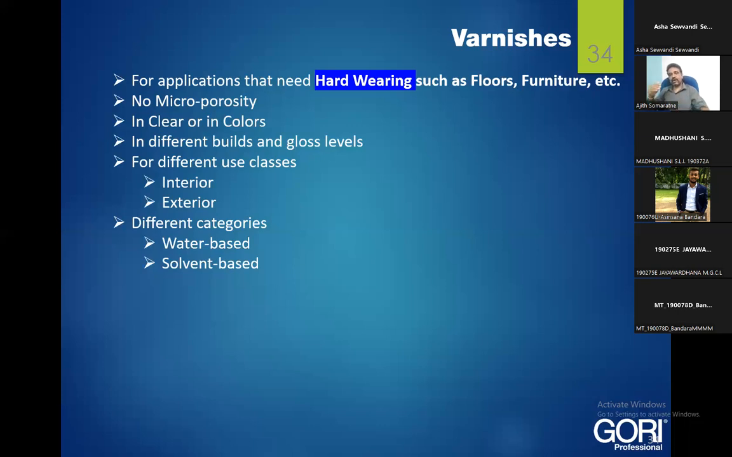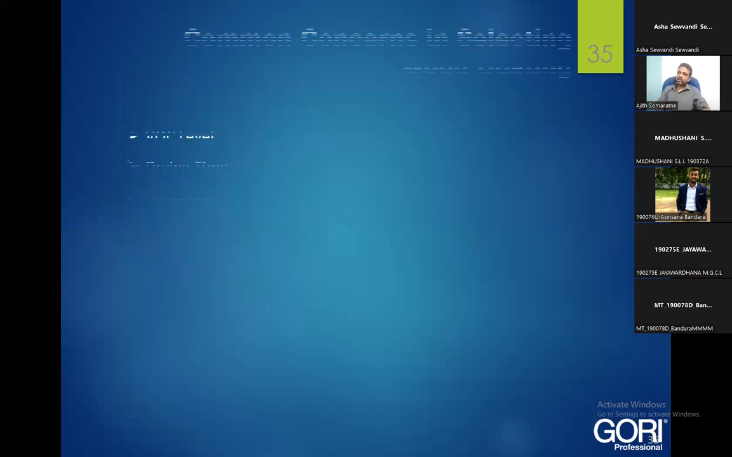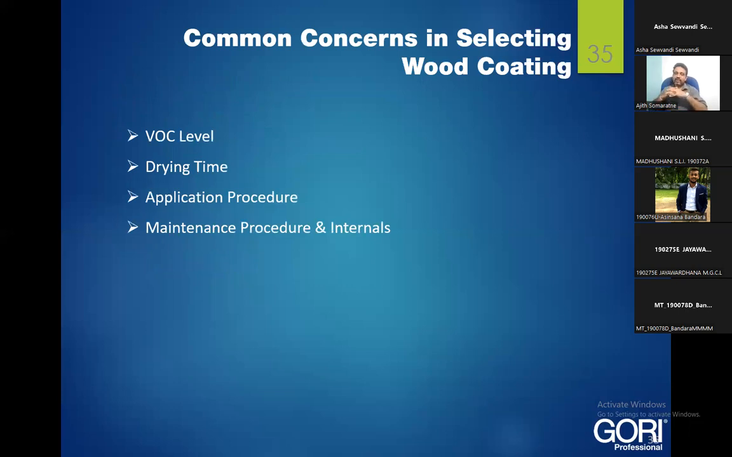But anyway, we have varnishes for interior, and varnishes for exterior as well. In different categories, varnishes come in water-based technology and solvent-based technology also. Varnishes come in different builds and different gloss levels, in matte, semi-gloss, high-gloss, likewise. So this is about varnishes. Those are the main categories in which we can find wood protection coatings. So we have to select the technical category according to our applications.